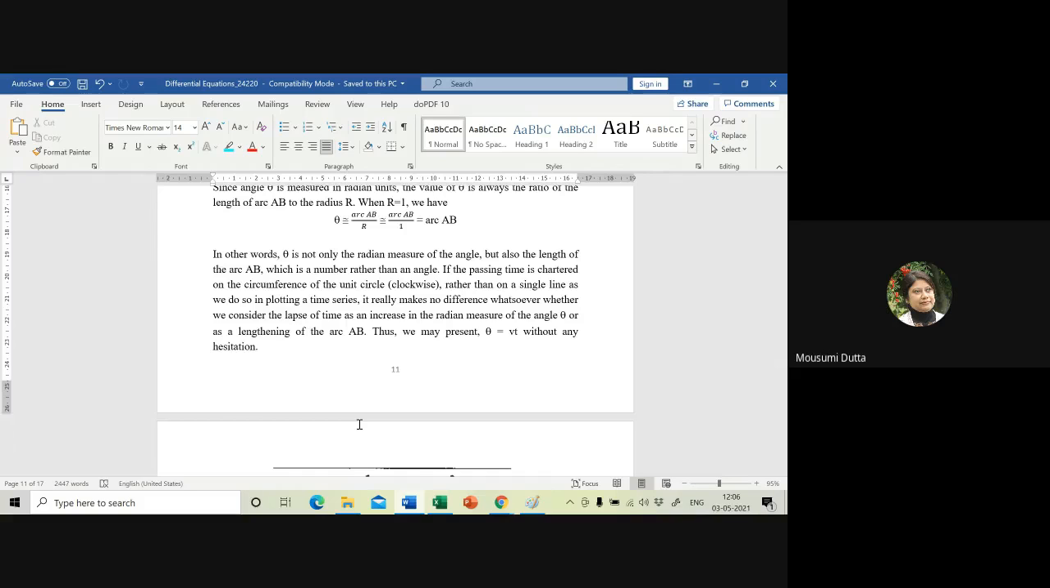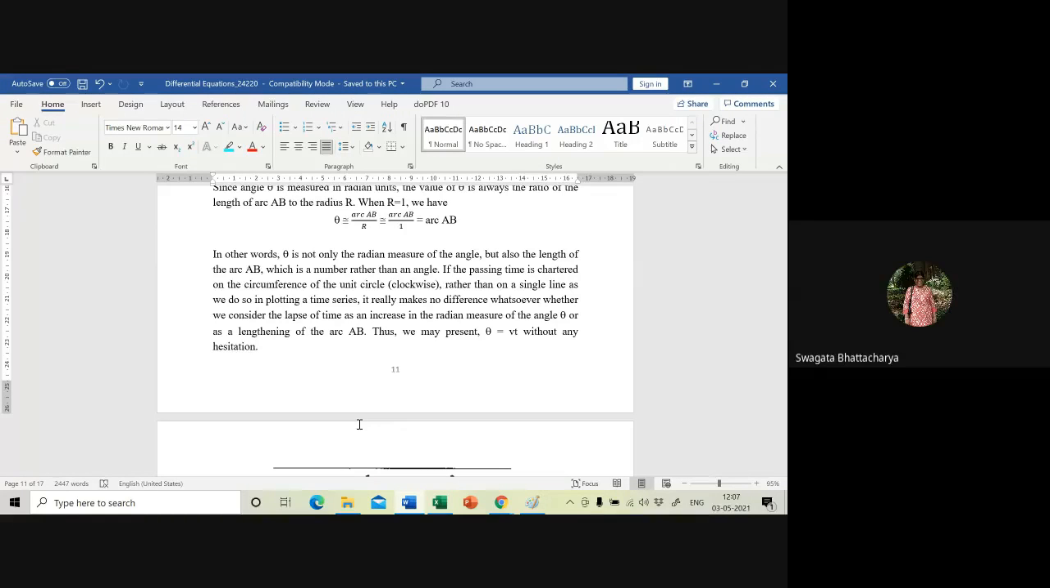So tell me whether you are understanding that there is an equivalence between the angle of a unit circle and the time variant factor vt. Theta moves proportionately with time. Is it acceptable? There is a proportional relationship between the angle of a unit circle and the time. Yes, ma'am.